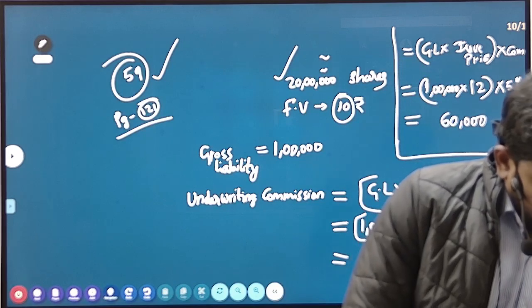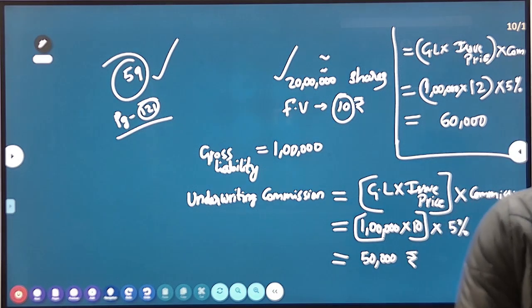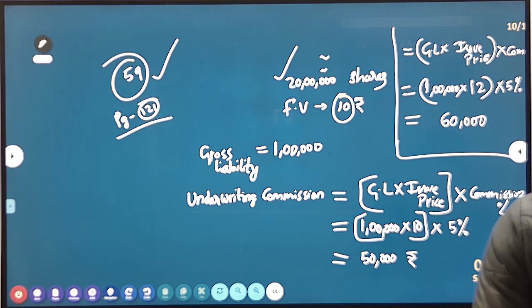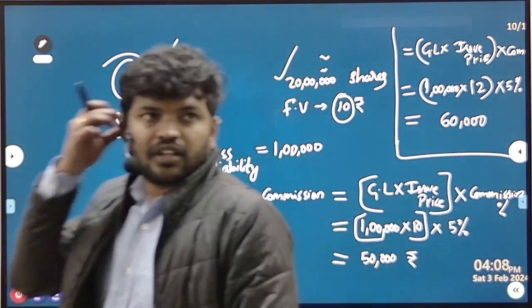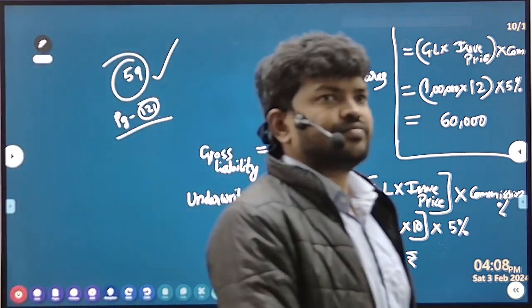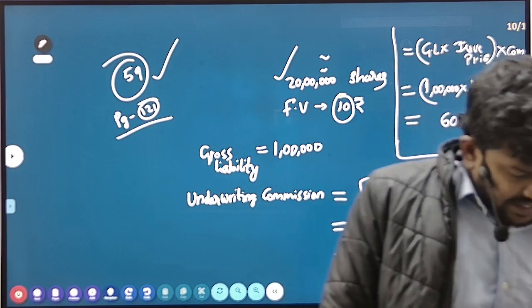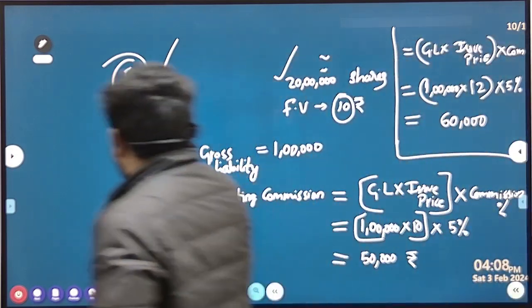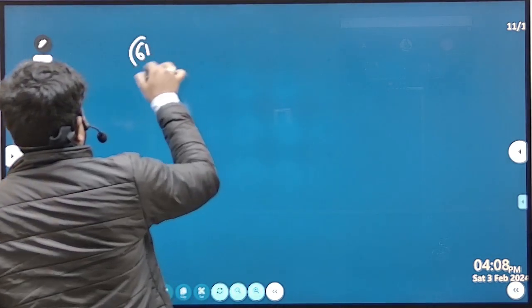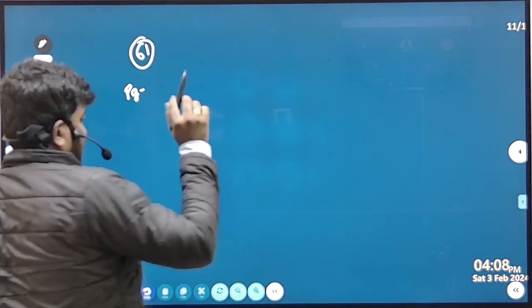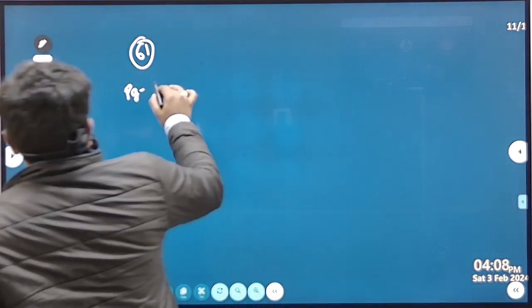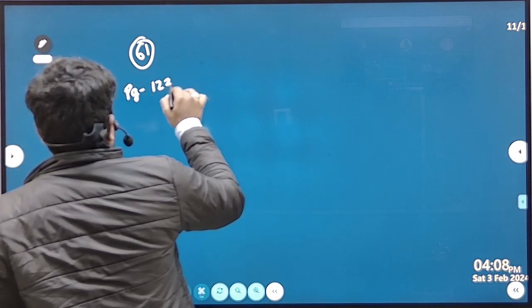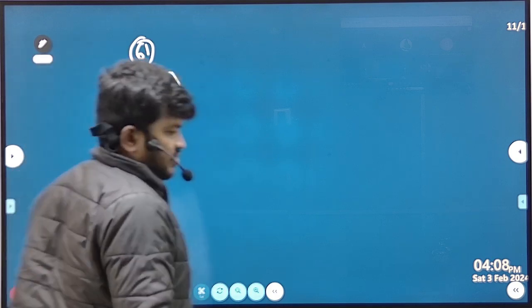Sum number 59 we are done. Come to sum number 61. Arpana, are you there? Yes, sir. Read this sum number 61. What is the page number? Brijesh, what is the page number? 123. Page number 123.